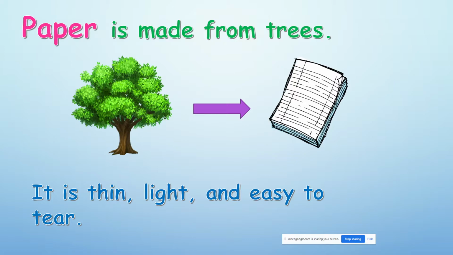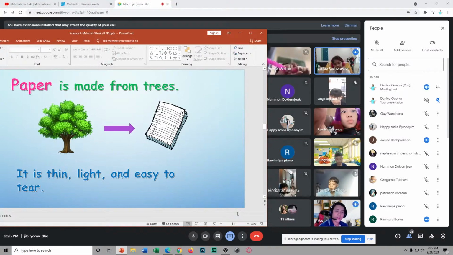Now, paper is thin, light, and easy to tear. When you say thin, what do you mean by thin? Thin means not thick. This is thick, this is thin. Next, what is light? Light means not heavy.